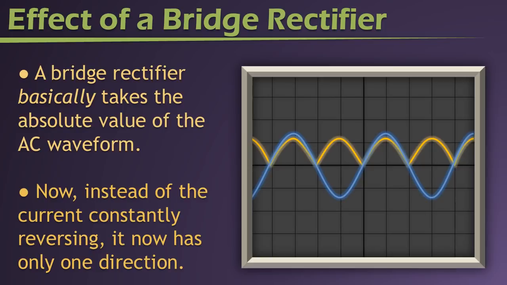So usually it's not too big of a deal if you lose a volt or two on a bridge rectifier, but if you're working with some really low AC voltages, it might actually make a difference. So always keep that in mind, that you are going to lose a little bit of voltage when you use any type of rectifier.